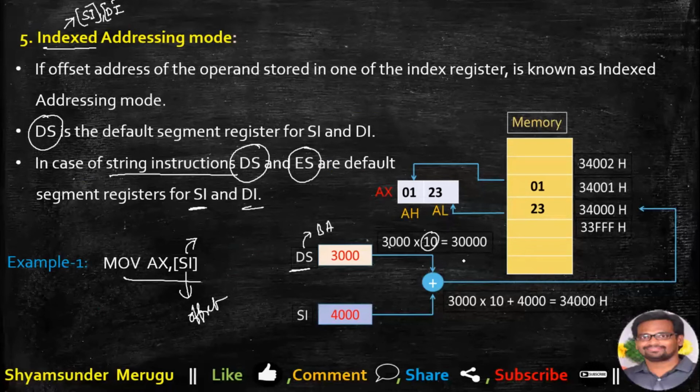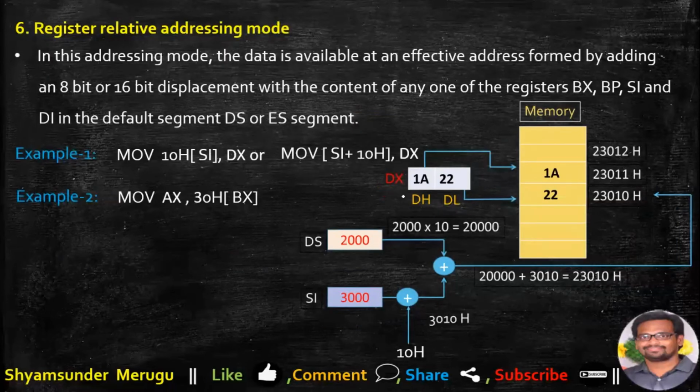Now it is multiplied with 10, so that we get 30,000. And to that 30,000, we are adding the offset address, and we are assuming that offset address as 4,000. Now 30,000 plus 4,000 will be 34,000. Now it is pointing to the 34,000H memory location. There we may have a data 23, and in the next memory location that may be 01. Now the data will be moved to the AX register. So that 23 will be moved to the lower byte of the AX register, and 01 is moved to the higher byte of the AX register.